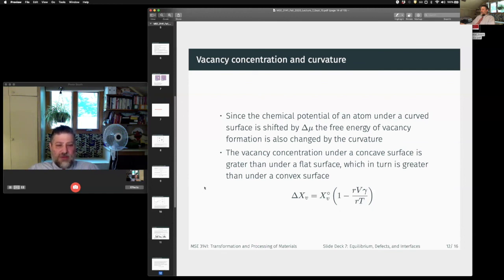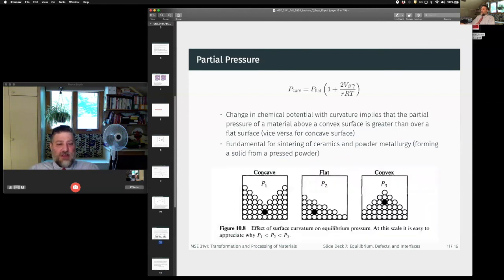So many stupid mistakes. But anyway, the equation basically says that the vacancy concentration under a concave surface is going to be greater than under a flat surface, which is greater than under a convex surface. So under this convex surface, we have fewer vacancies than under a concave surface like this.